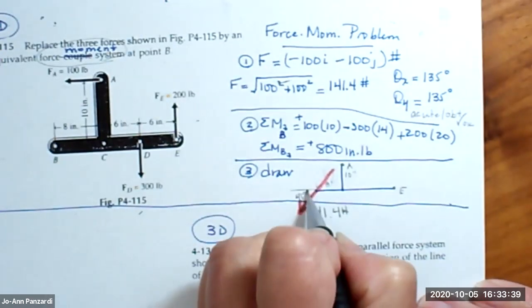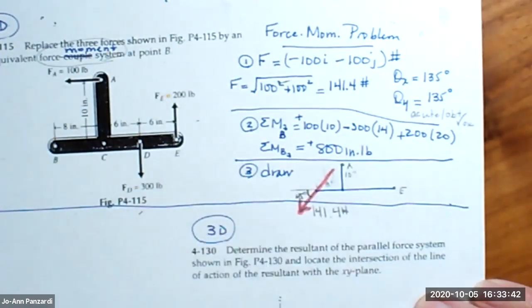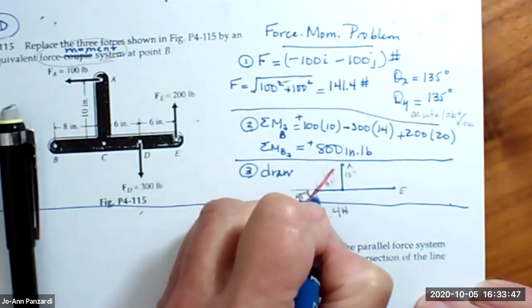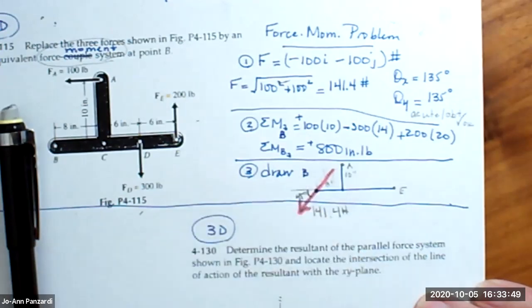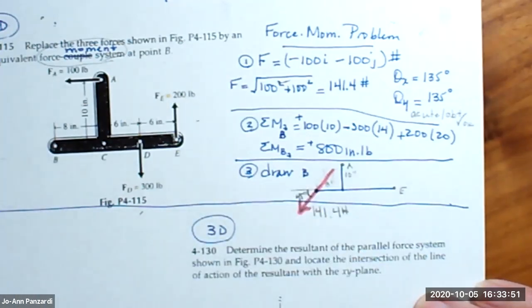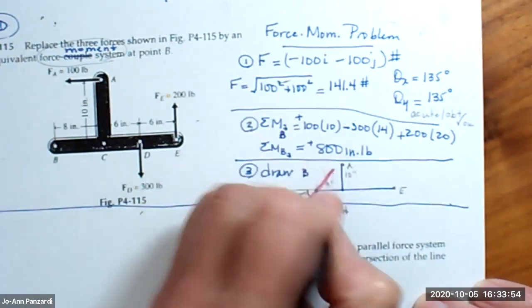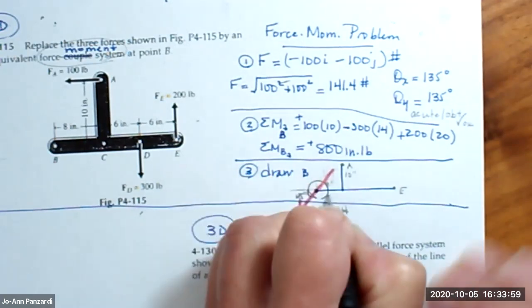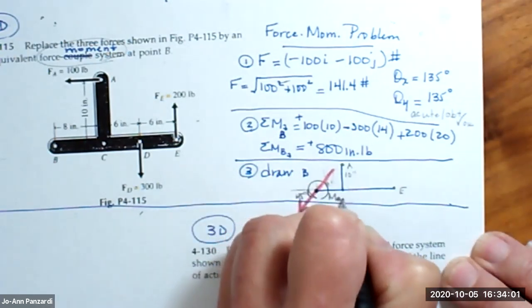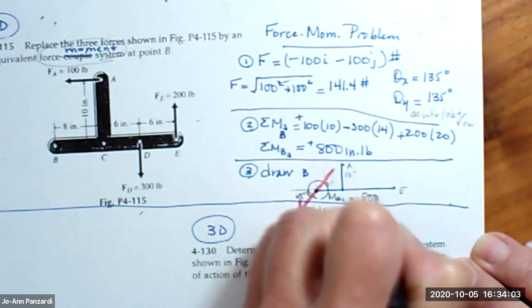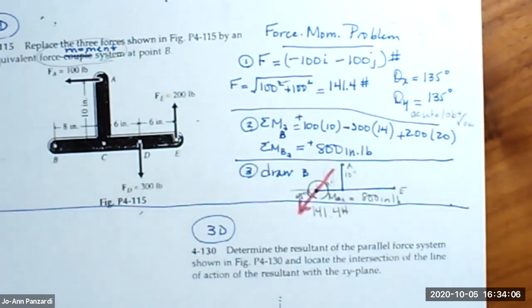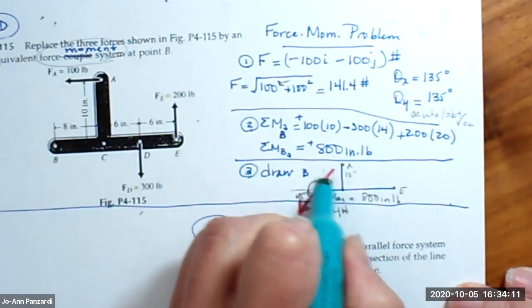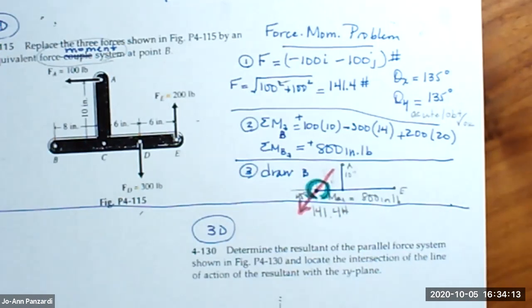And the angle of it here is 45 degrees. But also at point B, I have a moment, and the moment is positive. So I'm going to draw my moment, and the moment about B, Z, is equal to 800 inch-pound. So in addition to drawing the resultant force, I'm just drawing the resultant moment.